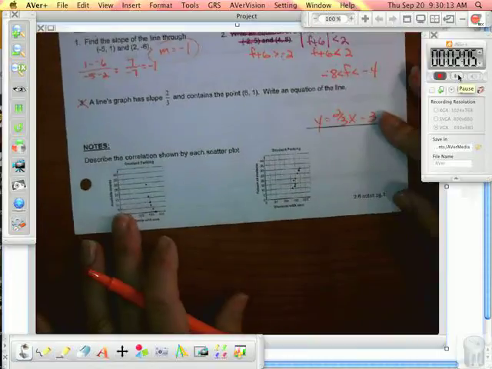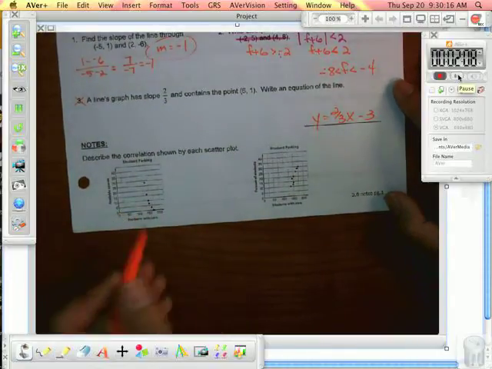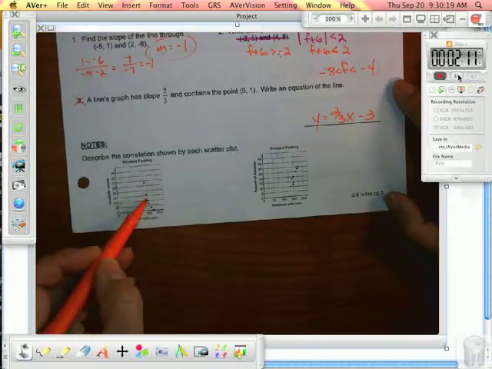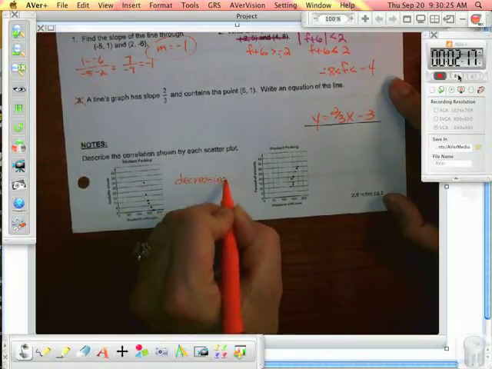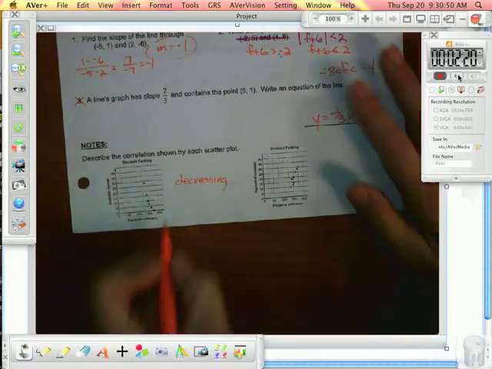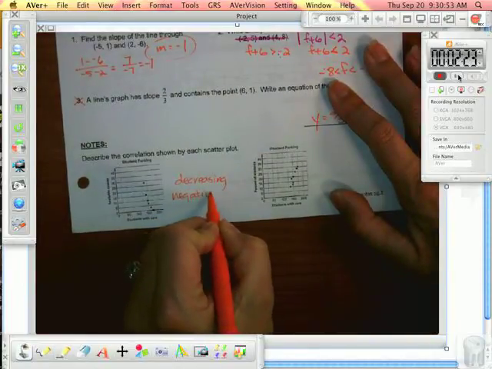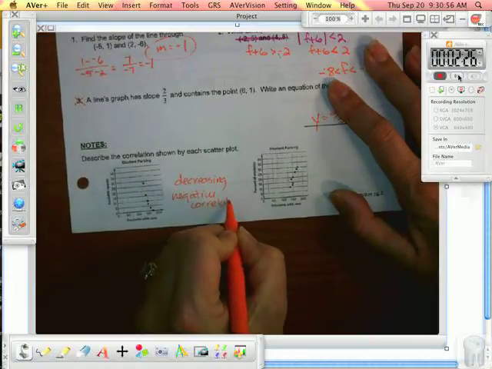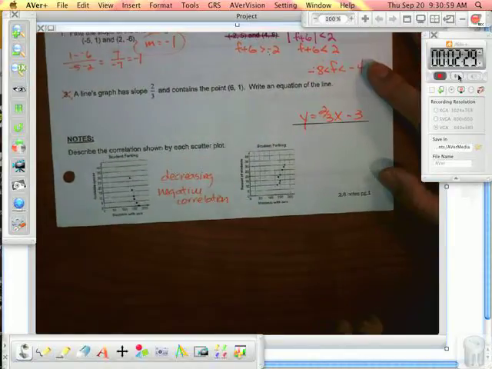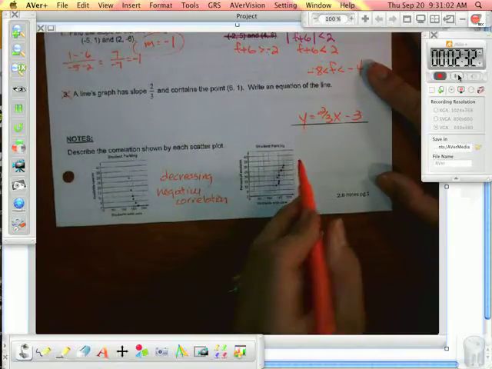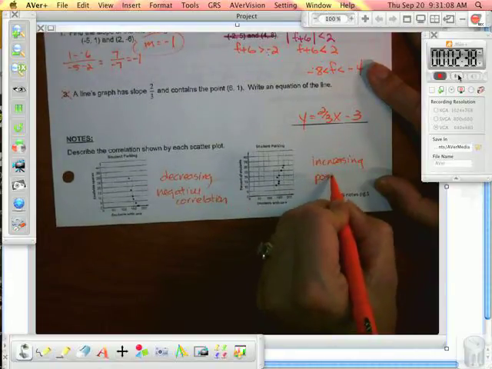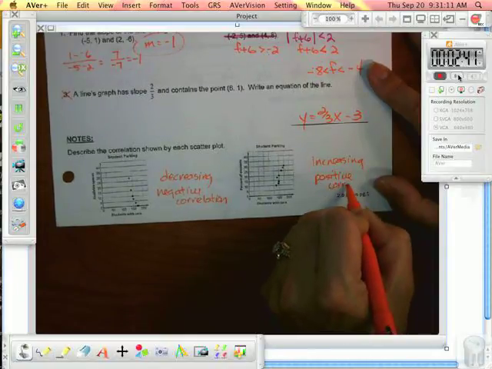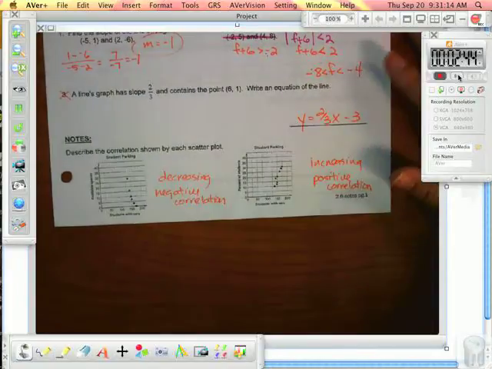Describe the correlation shown by each scatter plot. As x increases, what's y doing? Just barely. So it's a negative correlation. Okay? How about this one? As x increases, what's y doing? Yep, it's increasing barely, so it's a positive correlation. So far, so good. Yes? I think you can do that. Okay, turn the page. All right.